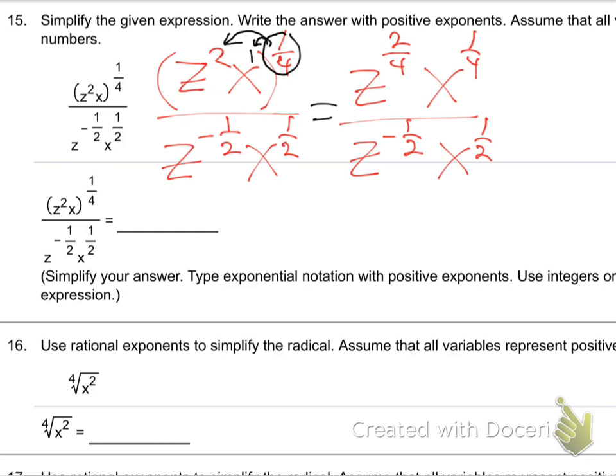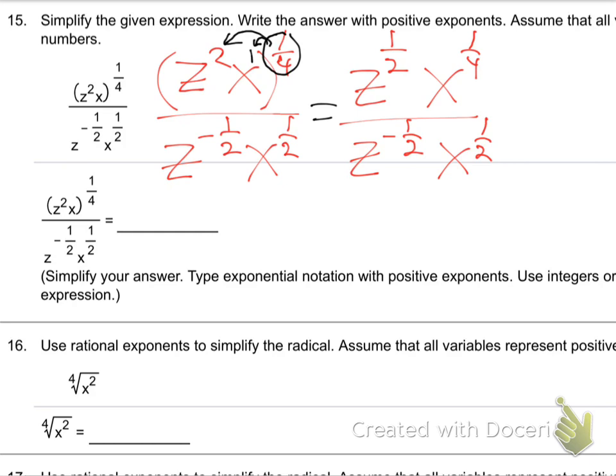Now, what should we do from here? 2/4, I can just reduce that to be a half. Let's just do that right there. This right here, this is just a half. 2 over 4, you can just reduce it like a normal fraction. 2/4 is a half.